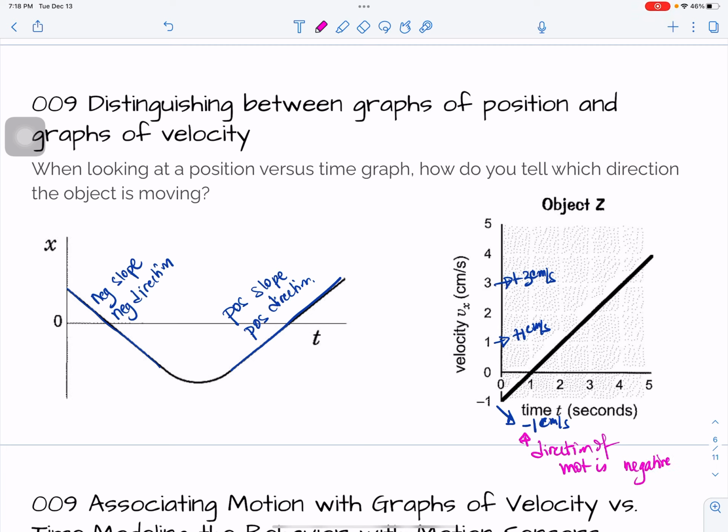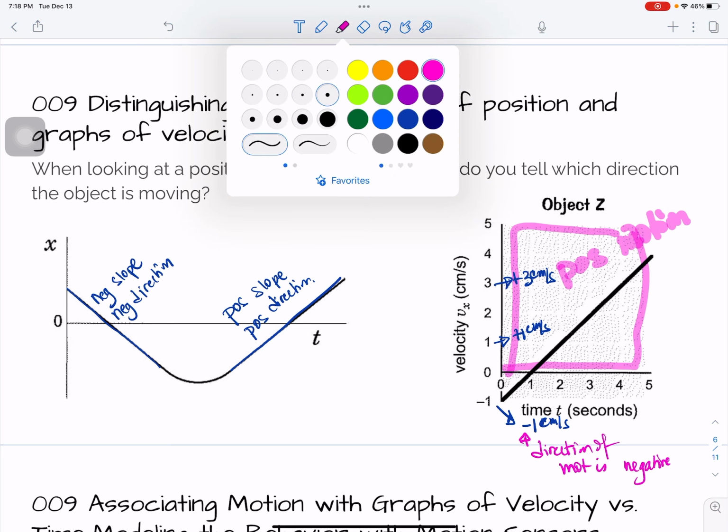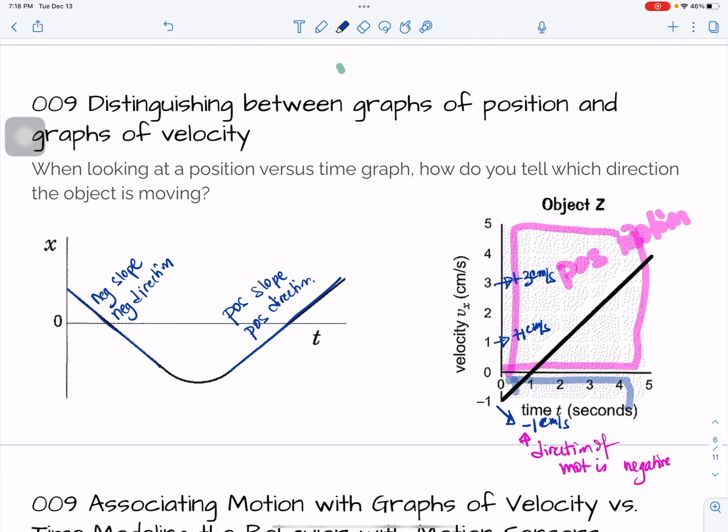So when I'm looking at velocity versus time, everything above the axis is positive motion, or I'm moving in the positive direction. Everything below the axis is negative direction. So it's important to note whether you're looking at position versus time, in which the slope tells you direction, or velocity versus time, in which the sign of the function tells you the direction.